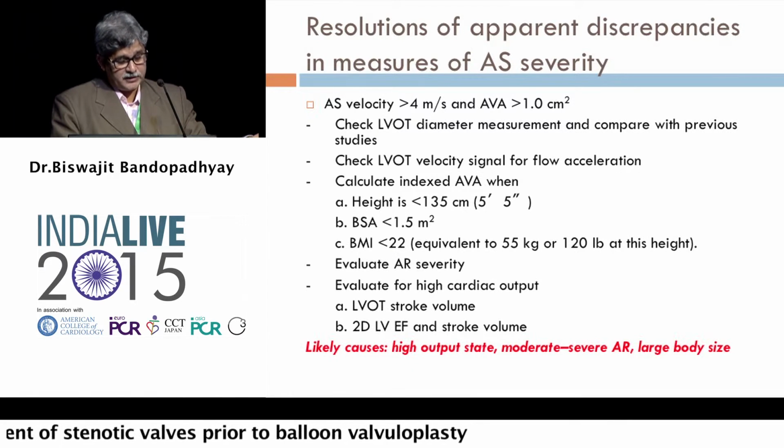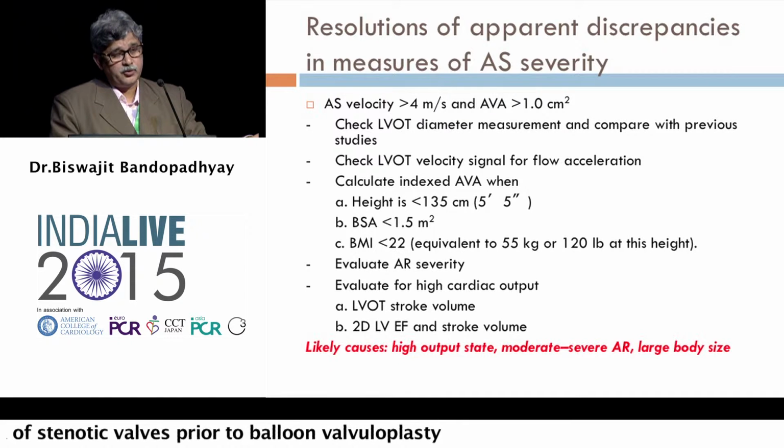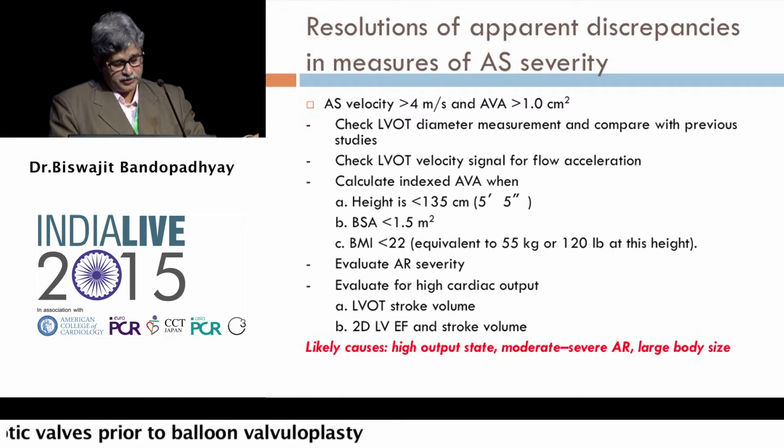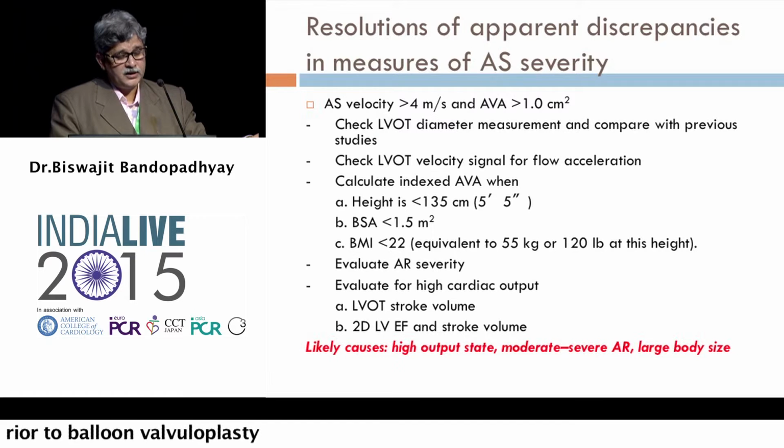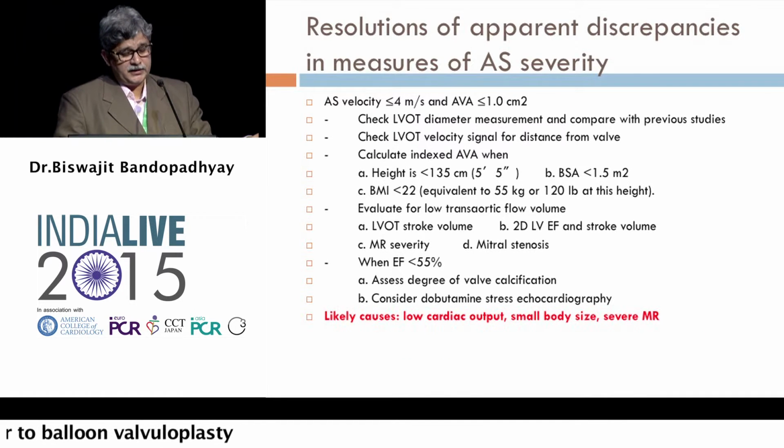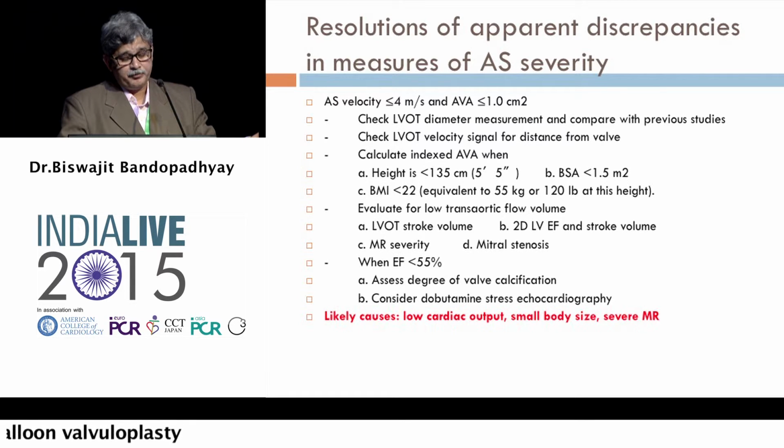So likely causes where the aortic stenosis velocity is more than 4 meters per second, but the area is more than 1 square centimeter, likely causes probably high output state, moderate to severe AR, or large BMI, large body size. In the reverse, if the aortic stenosis velocity is less than 4 meters per second, and so it is not so severe stenosis, but the area is also less than 1 square centimeter.